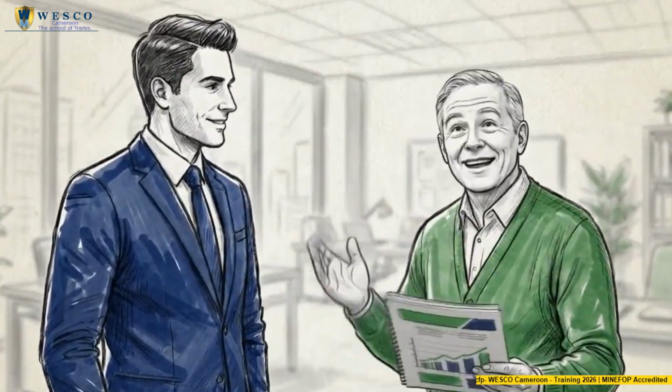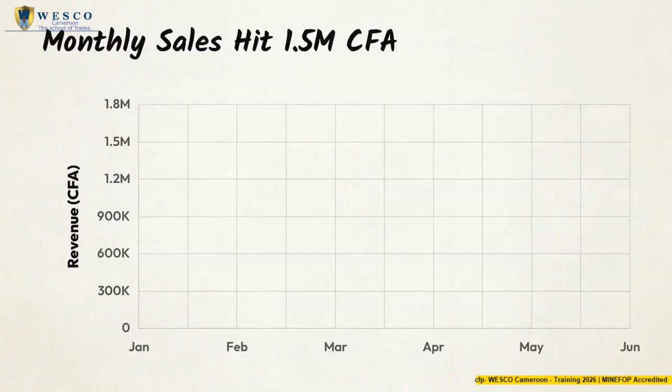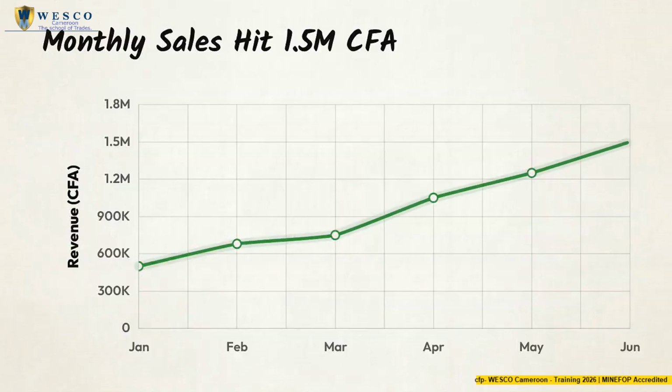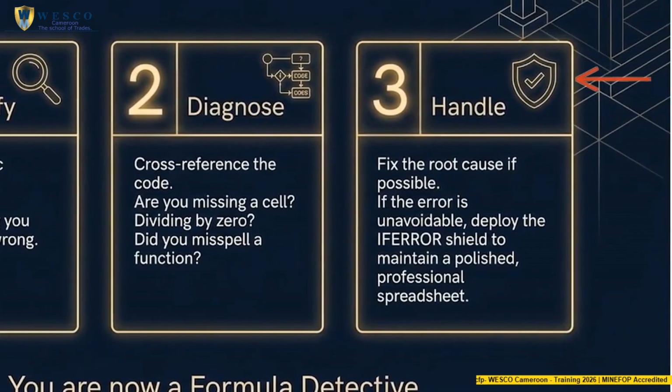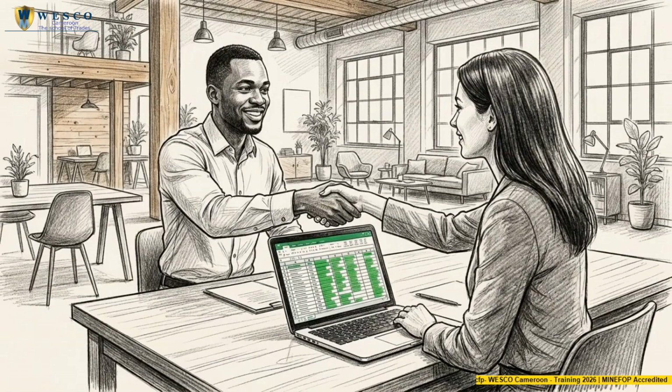This chart is the result of that diagnostic work. When you resolve the formula errors, the shop owner receives an accurate monthly sales trends report that clearly shows the growth of the business. This checklist summarizes the workflow. Identify the tag, diagnose the root cause, and handle it using either a direct fix or an error shield. This methodical approach is exactly what local tech groups like the Douala Tech Hub look for when hiring junior analysts.